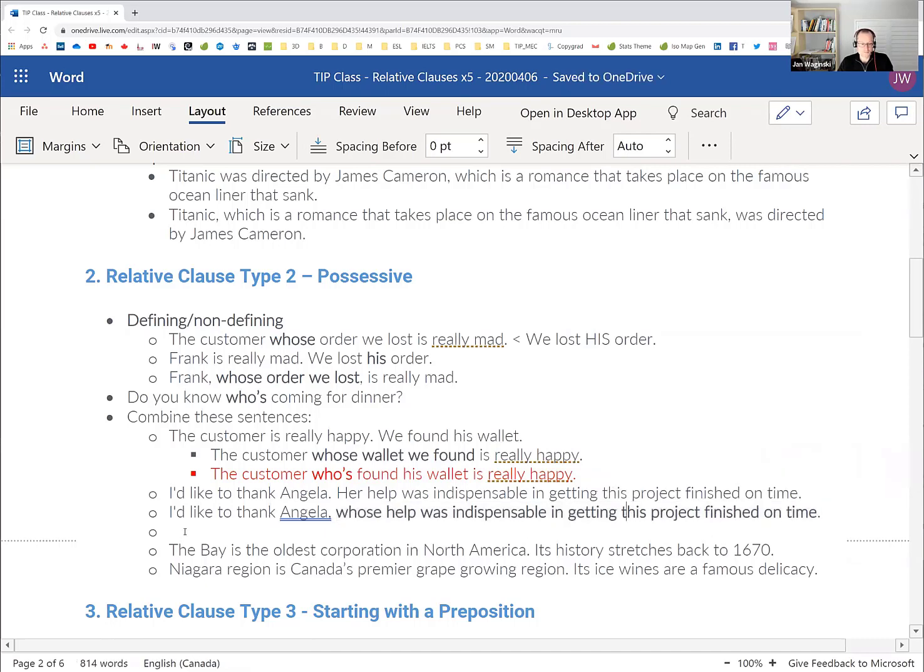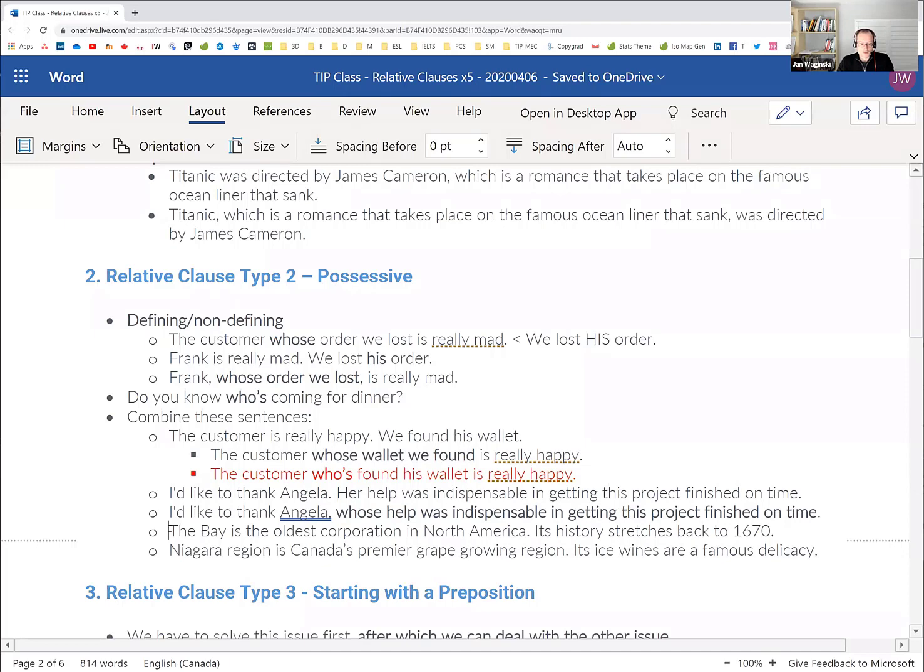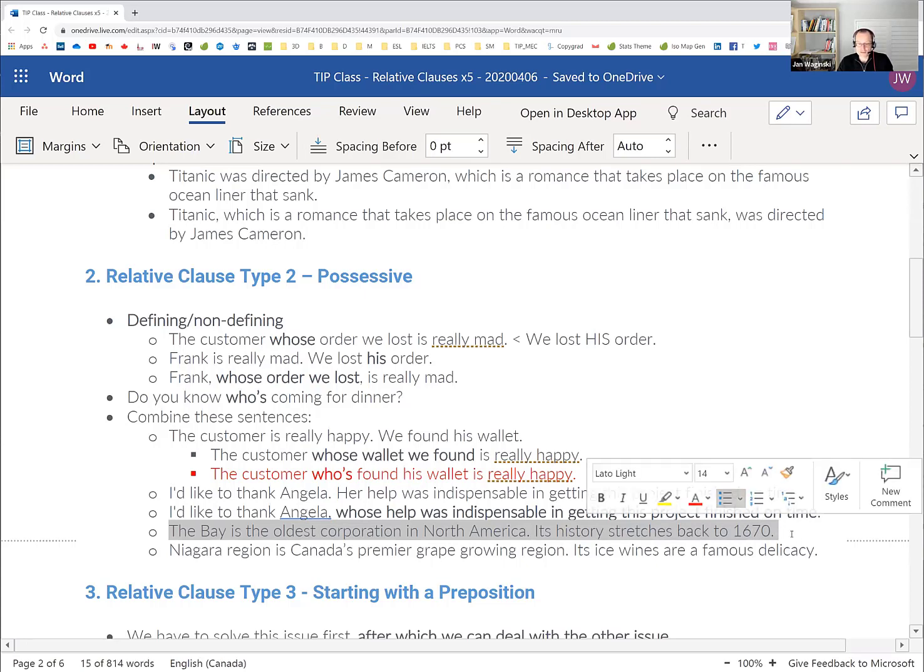Okay, true fact. The Bay is the oldest corporation in North America. Its history stretches back to 1670. Okay, I'll give you 10 seconds.